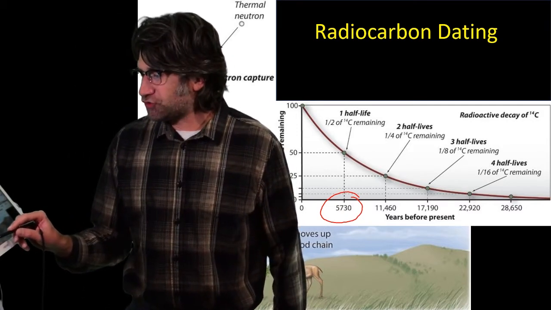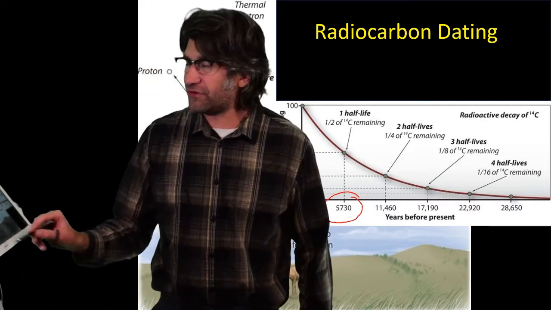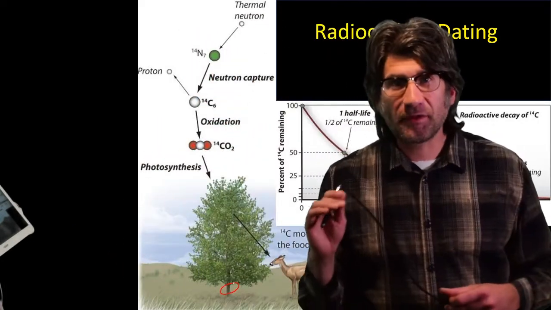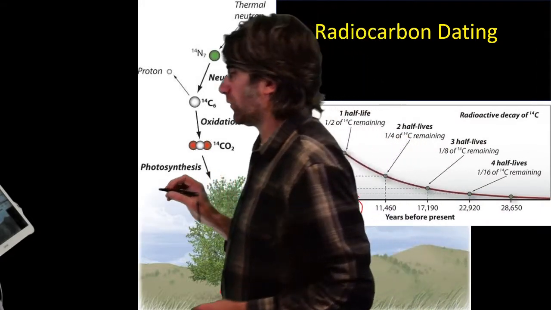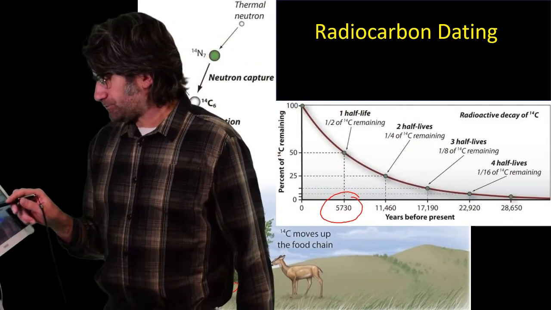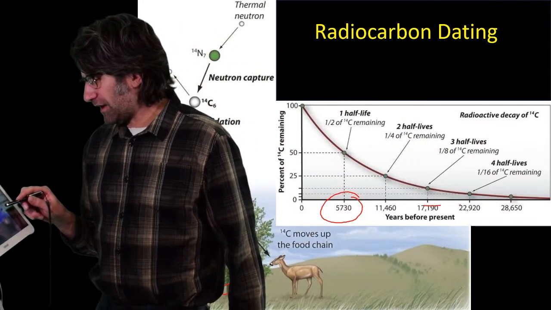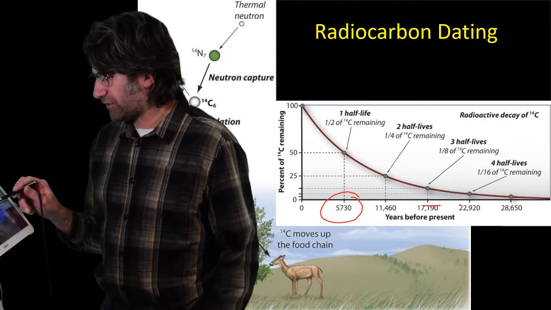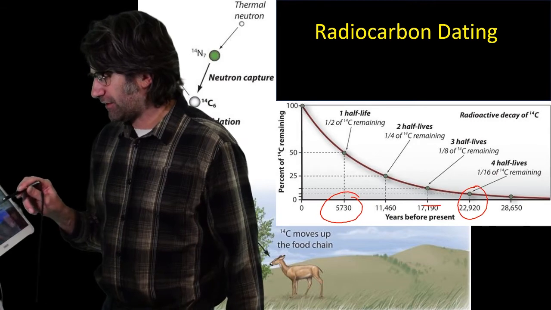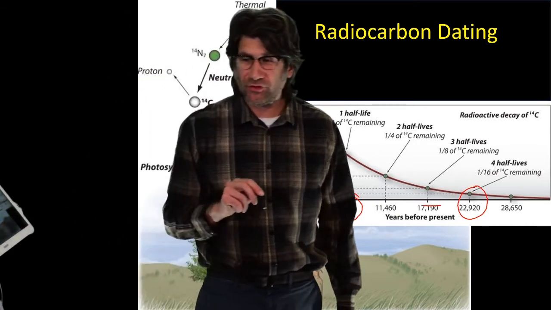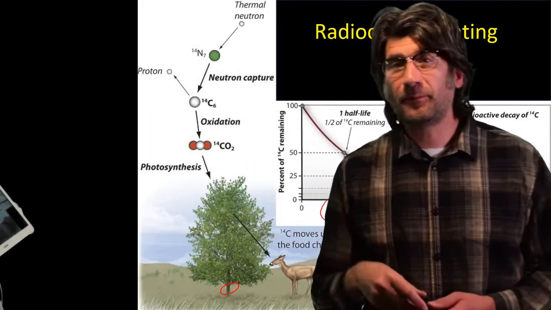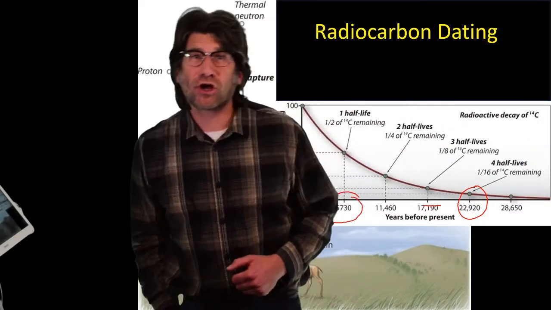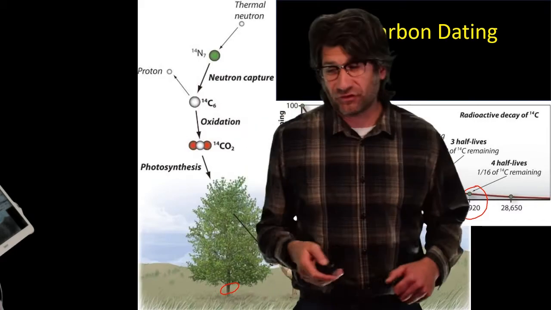If that dead tree has been in the landscape just sitting on the surface for 5,000 years, it's going to have roughly half the amount of carbon-14 that it started with. And so after 4 half-lives, we're going to be down to 1/16 of the remaining carbon-14, and that tree is going to be out in the landscape dead for over 22,000 years. So that's the basics of how radiocarbon dating works. We'll be doing a lab on radiocarbon dating towards the end of the semester.